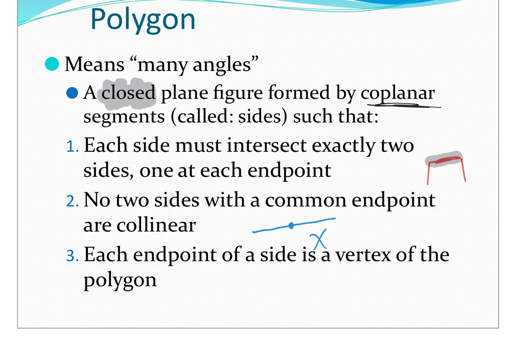Each endpoint of a side is a vertex of the polygon. In other words, you should always have a corner, okay? You should always be having corners. If your figure doesn't have a corner, it's not a polygon. Now, all of this is fine and dandy, but it makes very little sense to you guys right now, and I understand that. But let's look at some figures, okay? So go to the next slide.